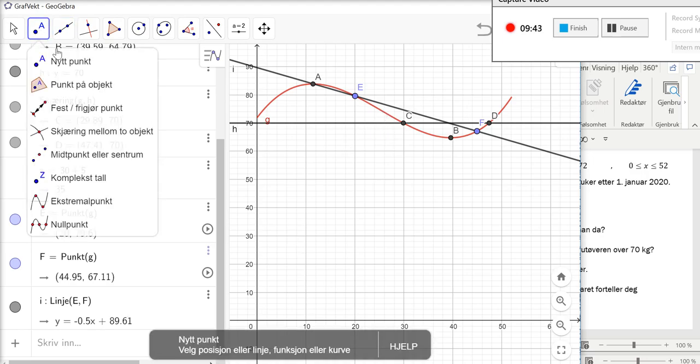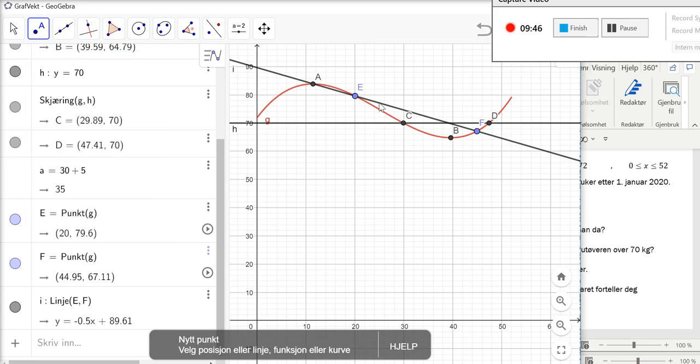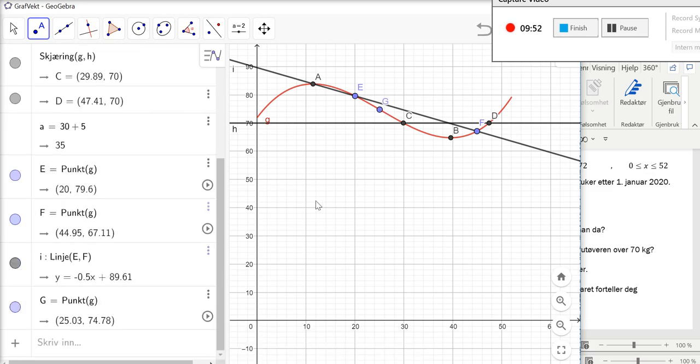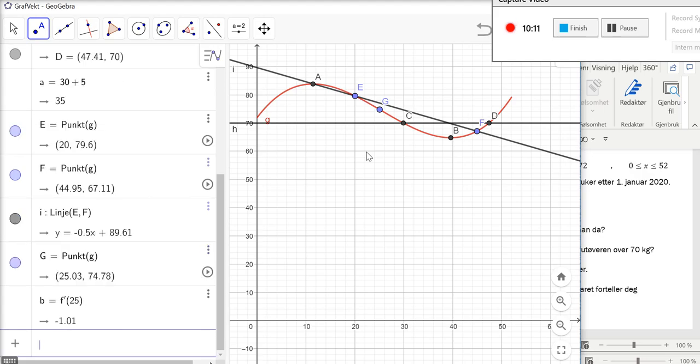We can do this in 2 ways. We can find 25 weeks like this, approximately 25 weeks here, and then draw a tangent line here. Or the easiest way, let's make it easy. If you want to find the instantaneous rate of change after 25 weeks, we just take f derivative of 25. Let's do it simple. F derivative of 25, which is minus 1.01. So that means that after exactly 25 weeks, he loses 1 kilogram per week.